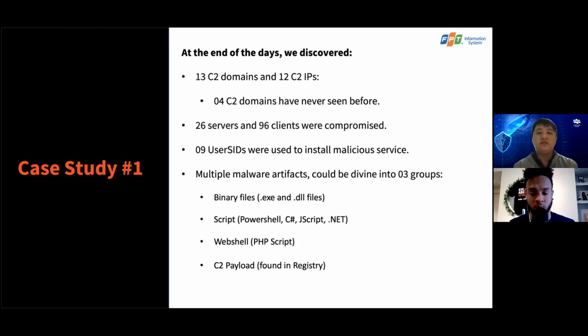Multiple malware artifacts we tried to divide into different groups, such as binary files, including .exe executable files or dynamic link library files, and some scripting: PowerShell script, C# script, JS, .NET, and many other things I could not include in this slide. Web shells: some public servers and public web applications were already compromised by uploaded web shells, and it's not always a PHP script. And a lot of C2 payloads we found in the registry and the malicious services APT32 used for persistence and execution.